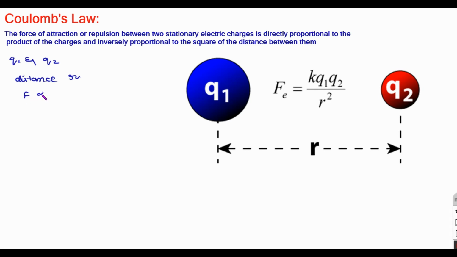This force is directly proportional to the product of the charges, that is Q1 Q2, and inversely proportional to the square of the distance between them. If we merge these two relations, we can write F is directly proportional to Q1 Q2 divided by r square. To remove this proportionality sign, we can introduce a constant, that is k. I am removing the proportionality sign and I will put F is equal to k Q1 Q2 divided by r square.